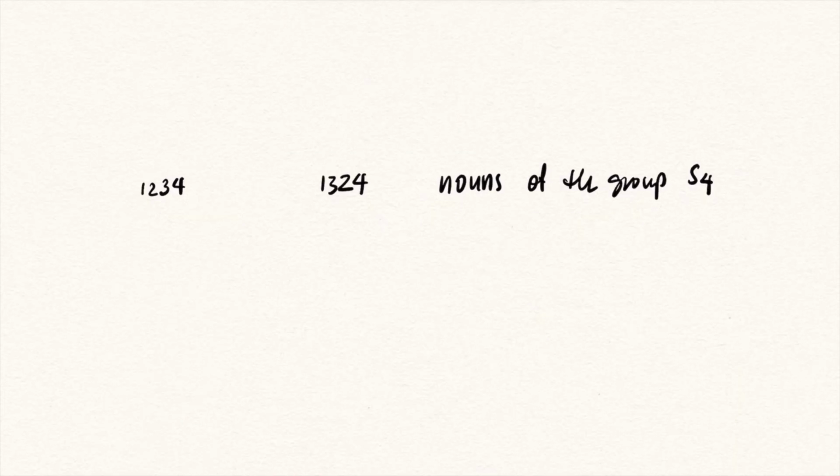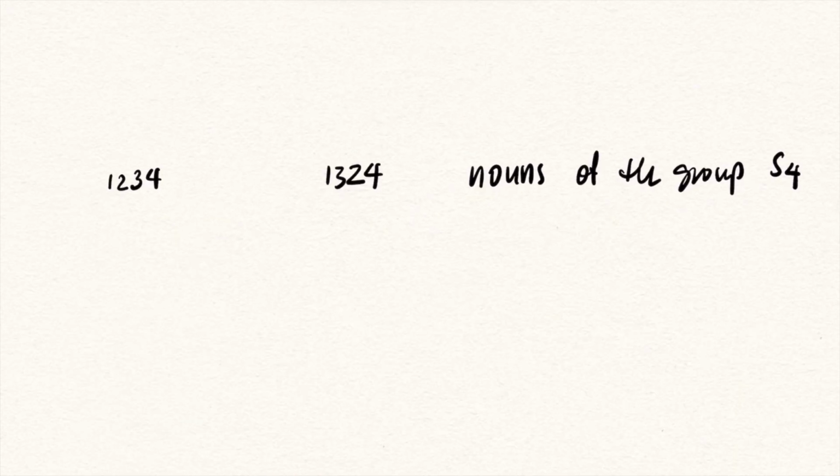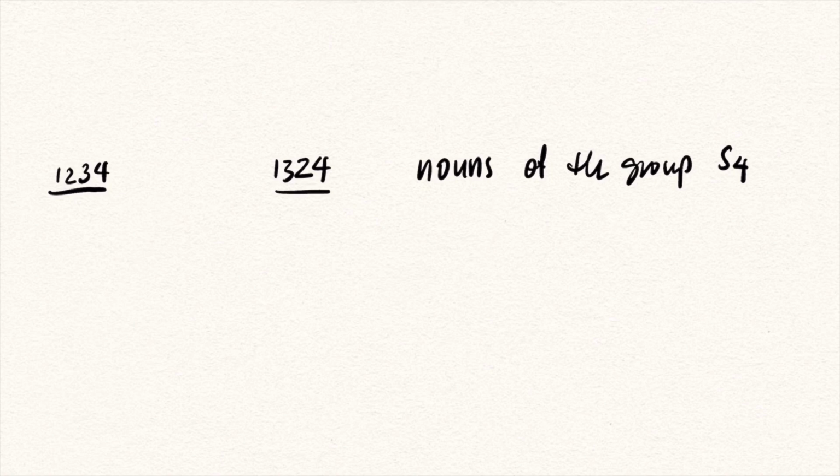Let me explain in a bit more detail by drawing. So we start with the starting list 1, 2, 3, 4, and suppose I'm going to focus on this other list 1, 3, 2, 4. As I mentioned before, these are both nouns of the group S4. This is the first group that I showed you.